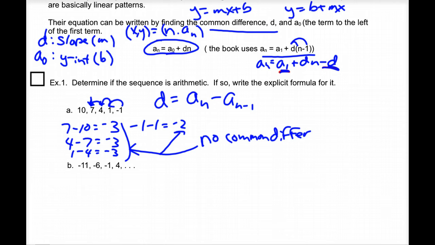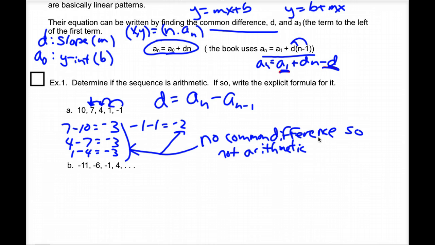No common difference. So, not arithmetic. It has to go up or down by the same amount every single time in order for it to be arithmetic. And this one doesn't, so it's not arithmetic.